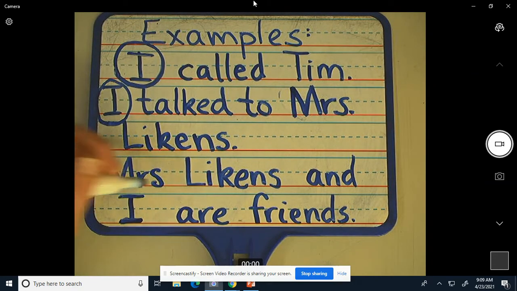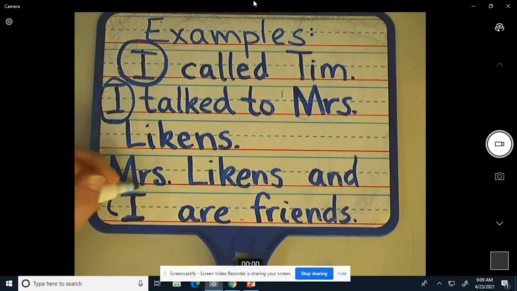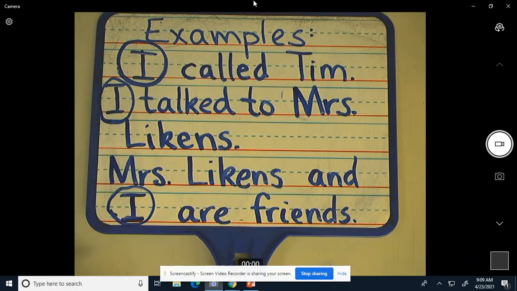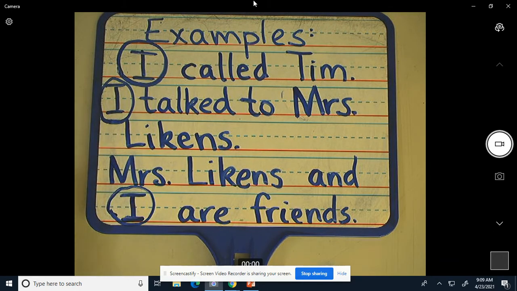So let's see what it says. Mrs. Likens and I are friends. So it's about Mrs. Likens and I, both of us. And it's saying that we are something. So we are friends. All right, let's look at me now.